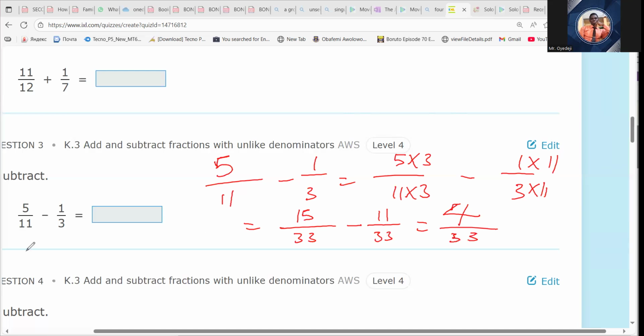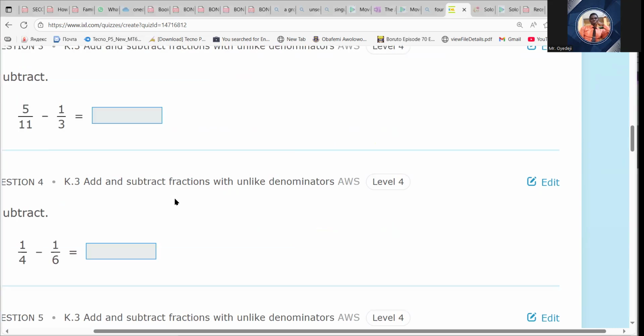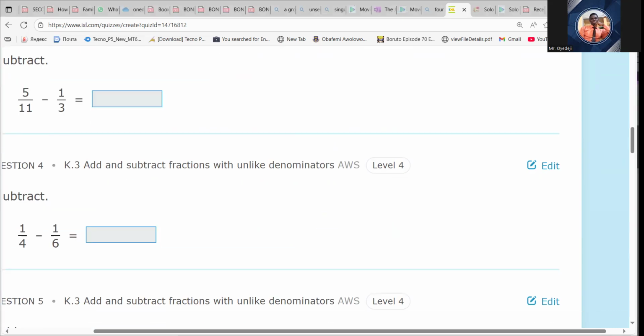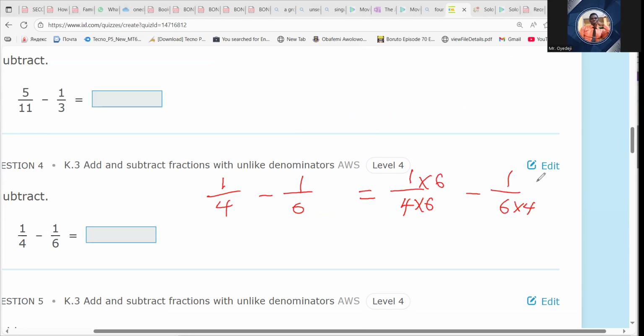That one is a bit straightforward. At least this next one is going to give us something of a small challenge. So this one we have 1 over 4 minus 1 over 6. Now we can go on and say 1 over 4 times 6 minus 1 over 6 times 4. But let's do it in a better way.